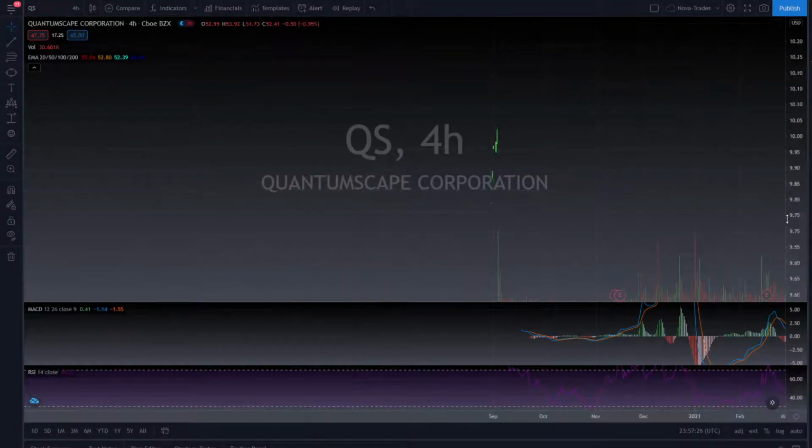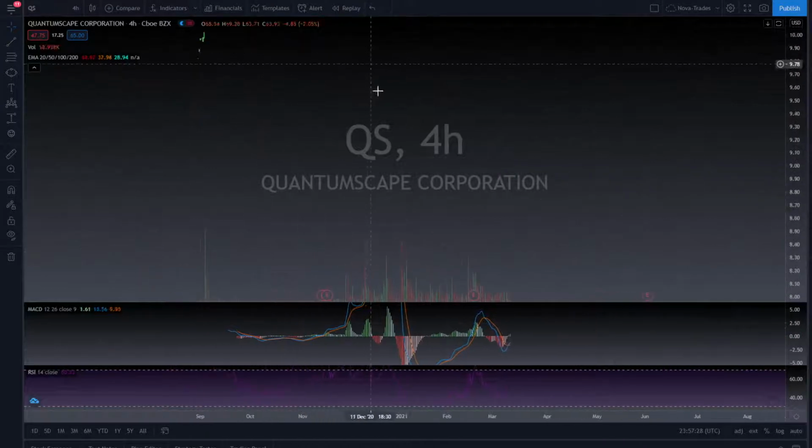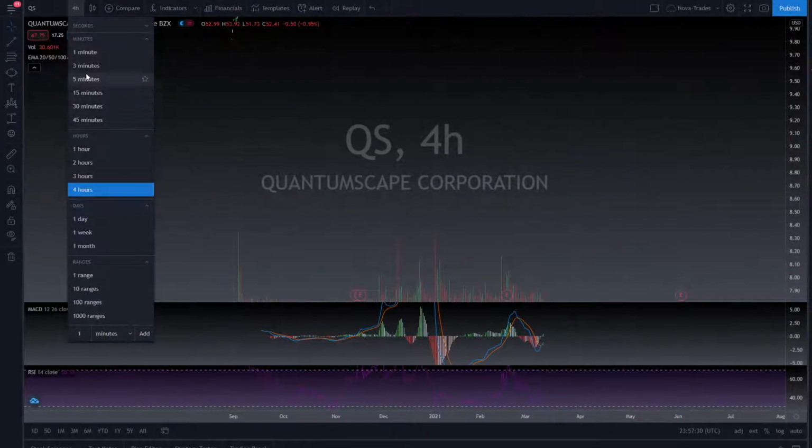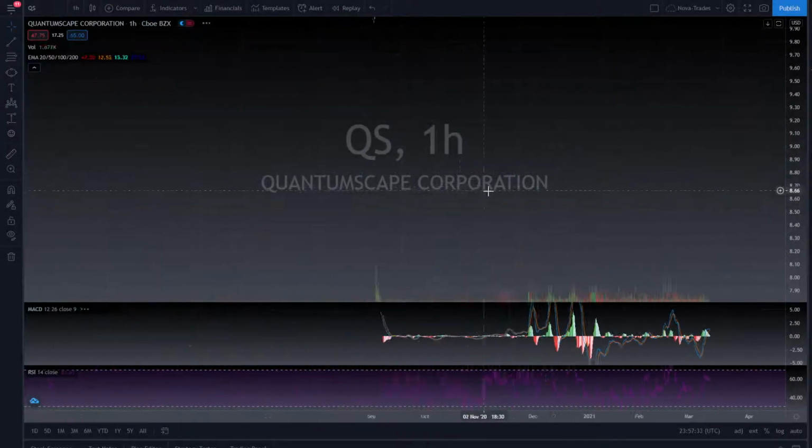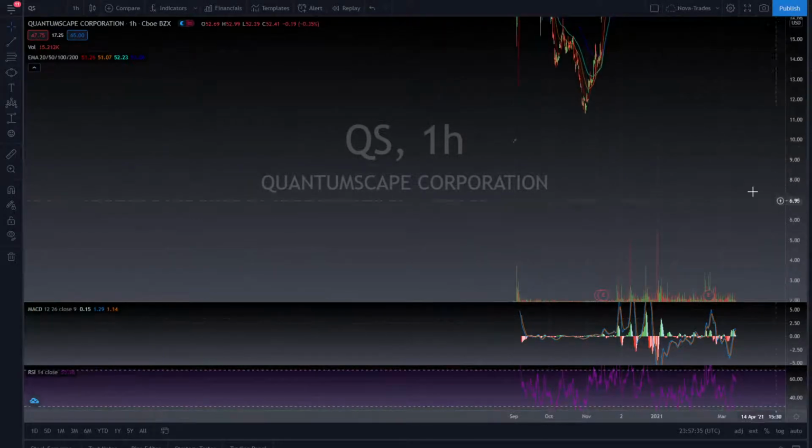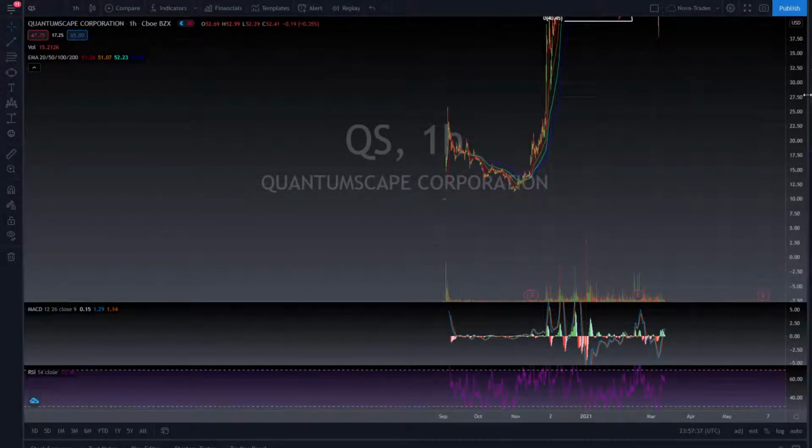Why does it say QS is QuantumScape? There we go. I was like, where is this?